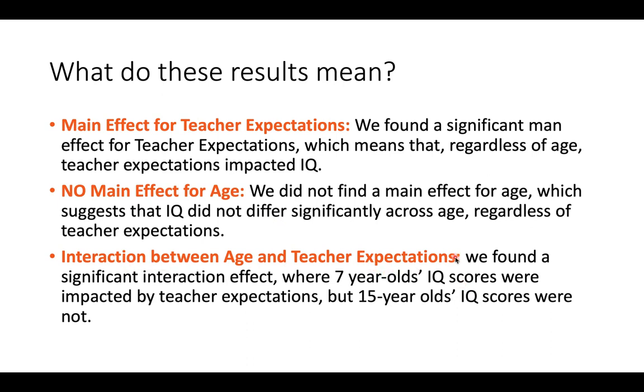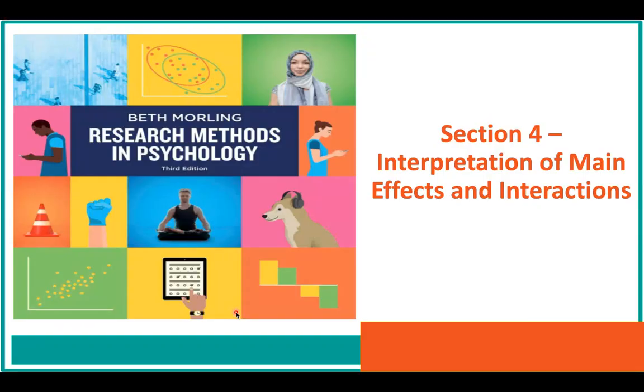And our interaction was significant, right? We found a significant interaction effect where 7-year-olds' IQ scores were, in fact, impacted by teacher expectations. The IQ scores of 7-year-olds depended upon teacher expectations, but the IQ scores of 15-year-olds did not depend upon teacher expectations. So the effect of teacher expectation depended upon the age of the student.